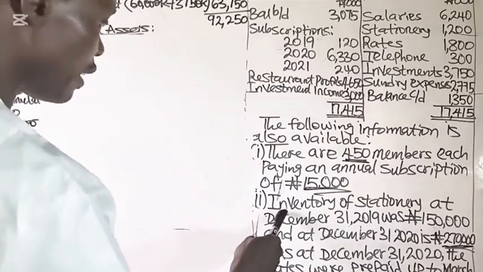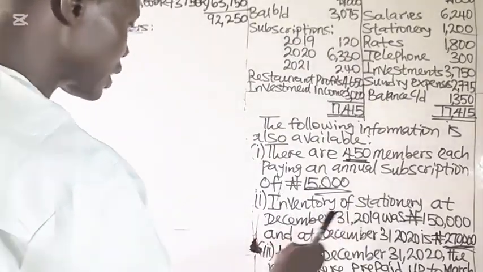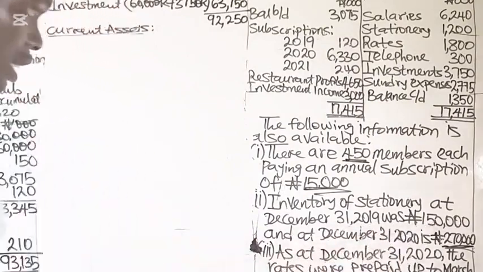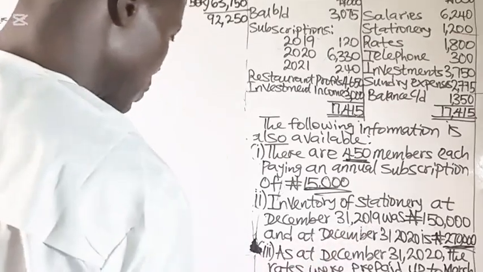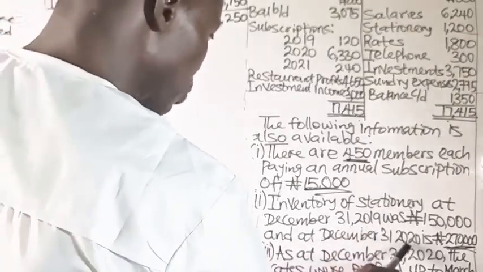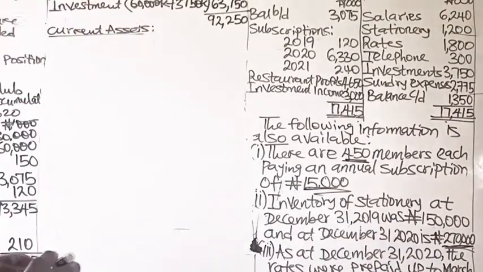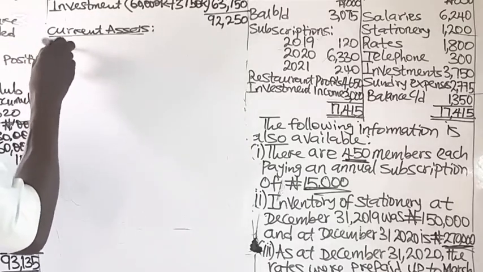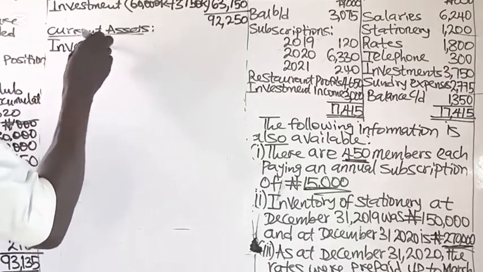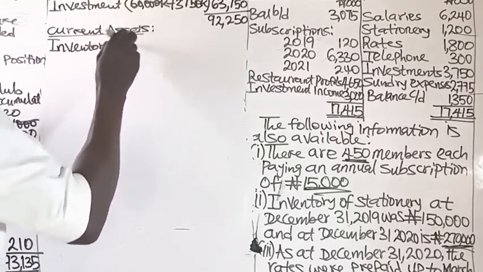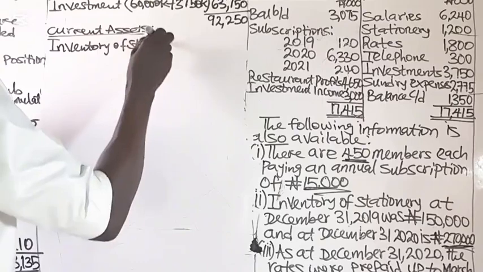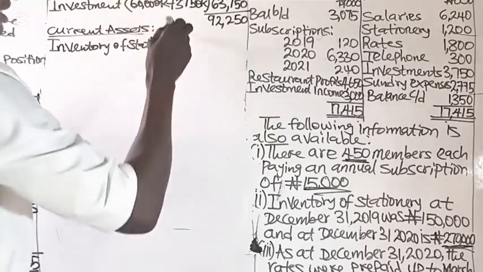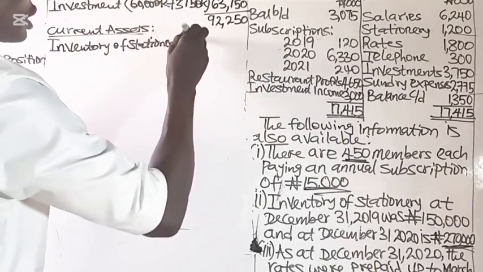You have inventory of stationery at December 31st, 2019 was 150,000. This is the opening. And at December 31st, 2020 is 270,000. So you have inventory of stationery. It is the closing inventory that will be recorded, and that amounted to 270,000.